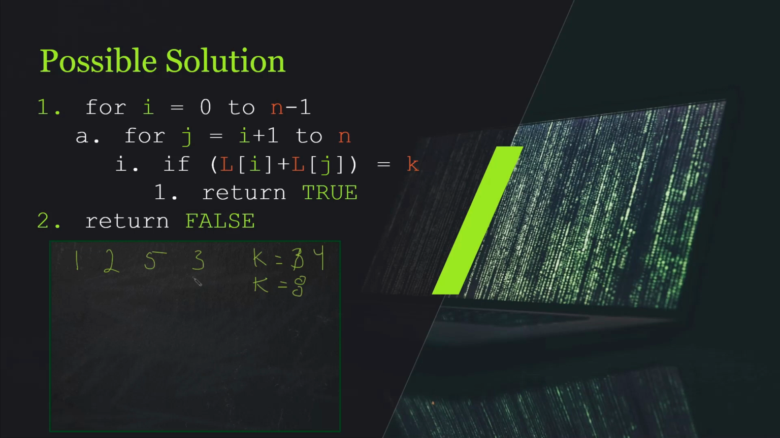So now we go back up to step 1, or the i for loop, and now we're at 2. So now we're looking at 2 plus 5, which is 7, no. 2 plus 3, no. All right, so we go back around. We're now at 5. We check 5 and 3, 8. We're good. So that works.